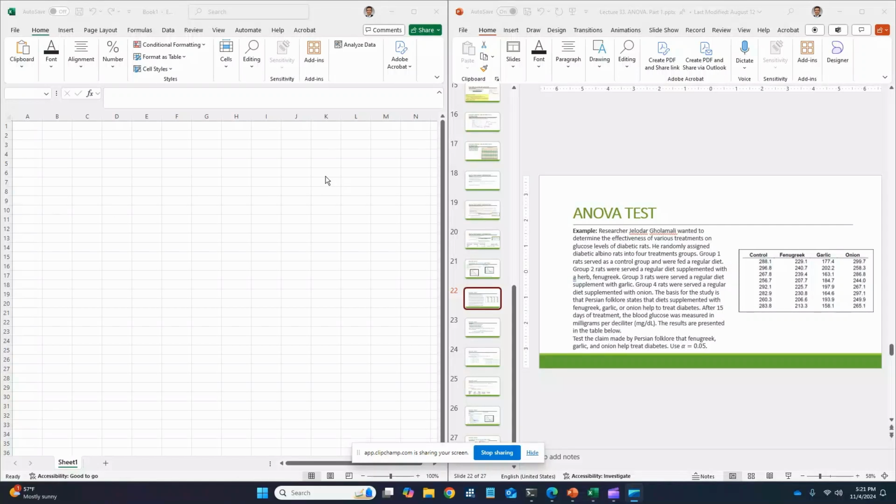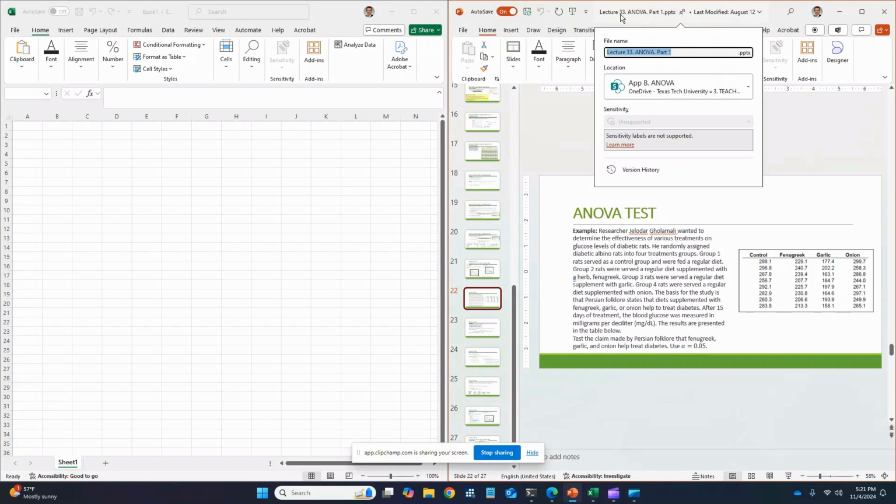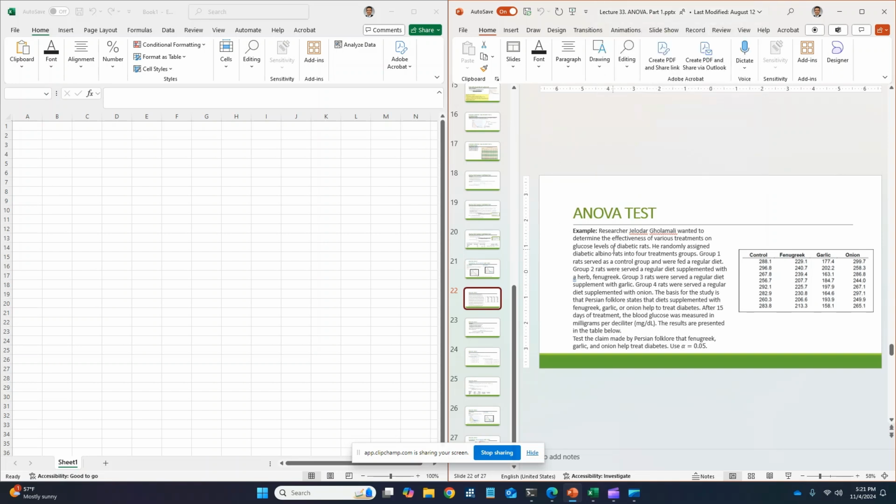Okay, today we are gonna talk about the ANOVA test. That's one-way ANOVA. In particular, I'm talking about lecture 33, ANOVA part 1, and you will find this in Appendix B in your book. So let's see an example.